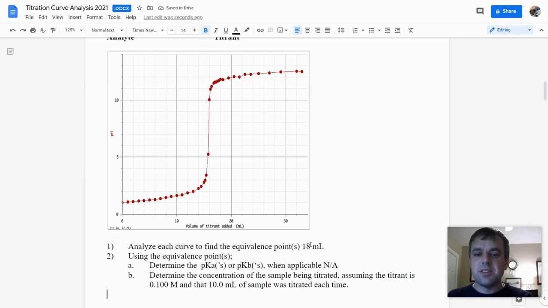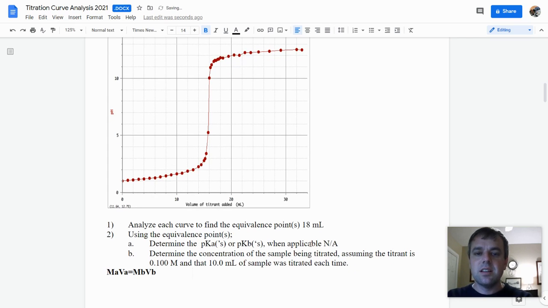Now, if we're trying to determine the concentration of the sample, we're going to use MAVA equals MBVB. And we're going to say that the sample being titrated to find the molarity of the acid is going to equal the molarity of the base, which is 0.1, and then we used 18 milliliters, and we're going to divide that by 10 milliliters of the sample. So we do 0.1 times 18 over 10. We find that it equals 0.18 molar.